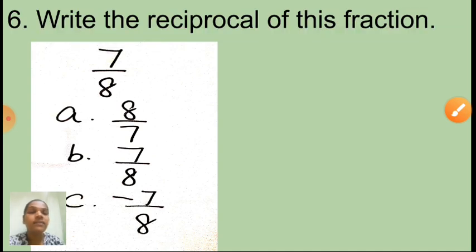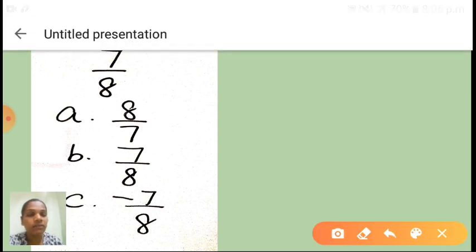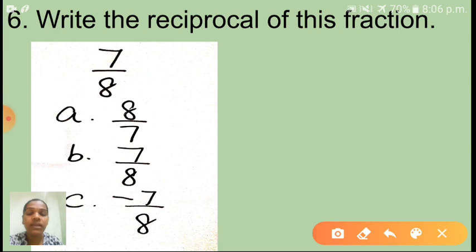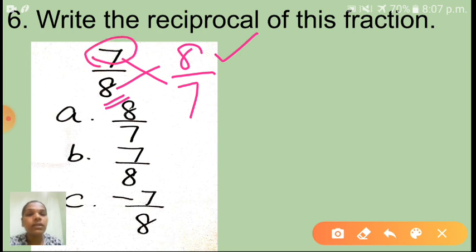Yes, next one is write the reciprocal of this fraction. 7 upon 8. So here one fraction I have given, that is 7 upon 8. Okay, reciprocal or multiplicative inverse means you have to interchange the place of numerator and denominator. So here 7 upon 8, just you have to interchange the place. That means 8 upon 7. So here what is denominator? 8, that you have to write in numerator place. What is numerator? That you have to write in denominator place. So 8 upon 7, that is your answer. See here children, so here first option, that is correct one.